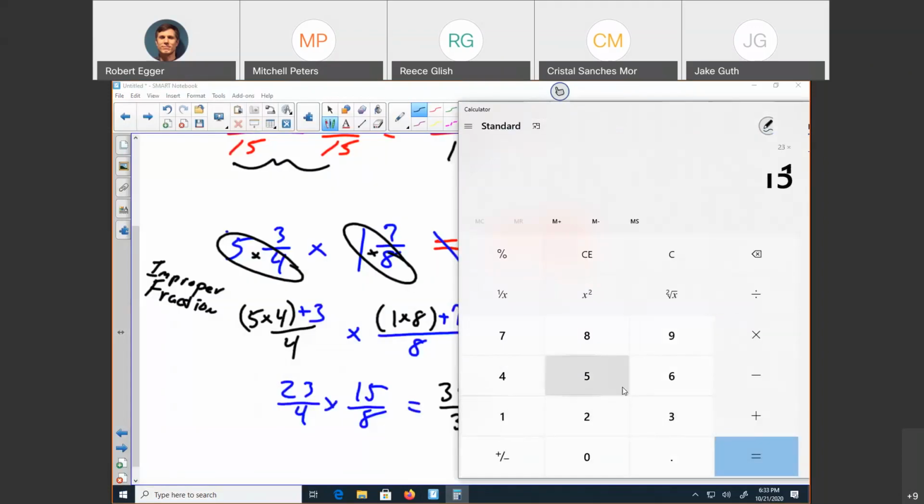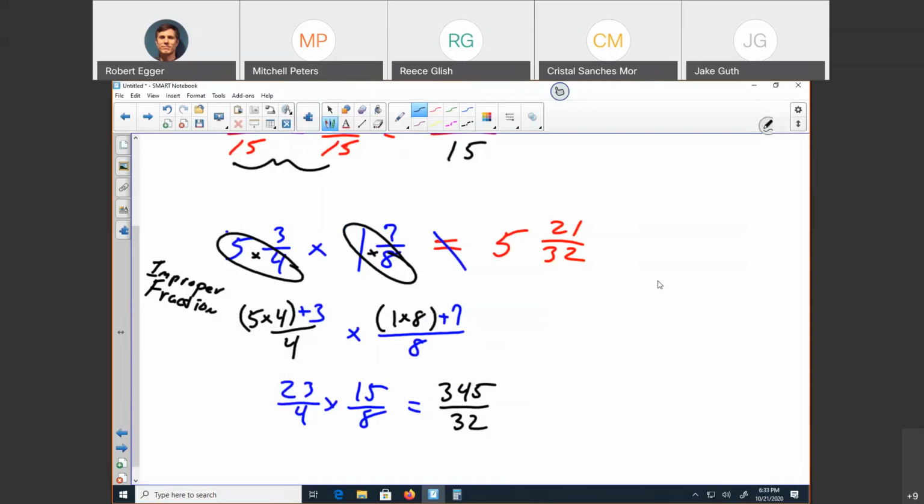23 times 15, 345. I know I was right. Over 32. And of course, this is my math after, say, reduce or turn into a mixed number or something. Well, how do we do that? Well, good old-fashioned integer division.